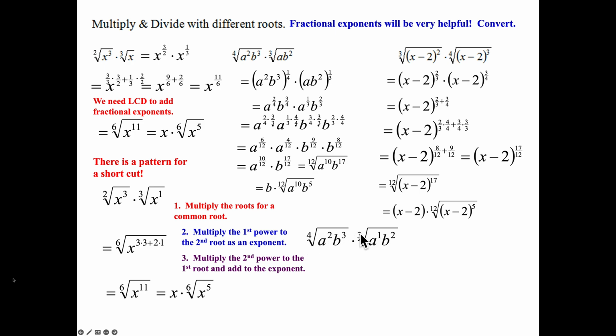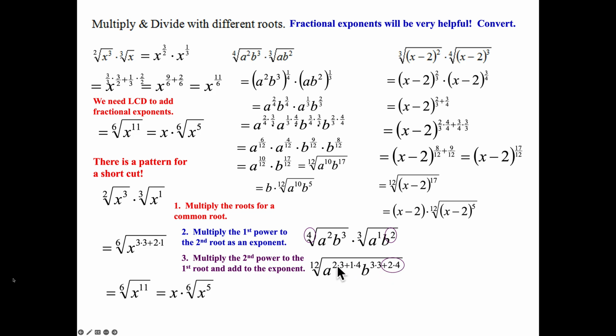Common root, 4 times 3. It's going to be 12. Then it's first power times second root, 2 times 3. Then it's second power. Oh, I guess we're doing the b's. So 3 times this 3 is this for this b. Then it's the 1 times the first root, 1 times 4. And then it's 2 times the 4 for the b's.